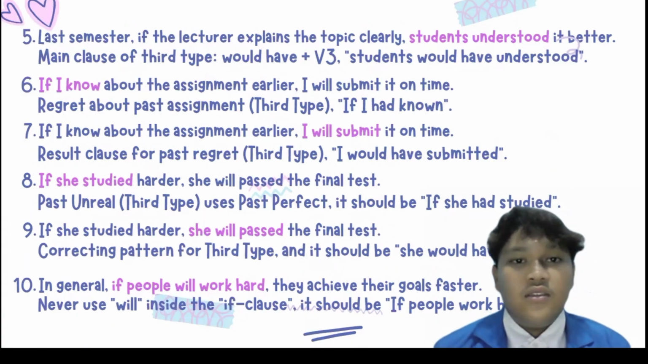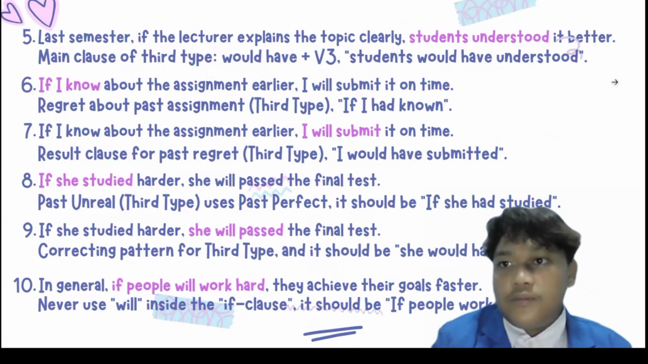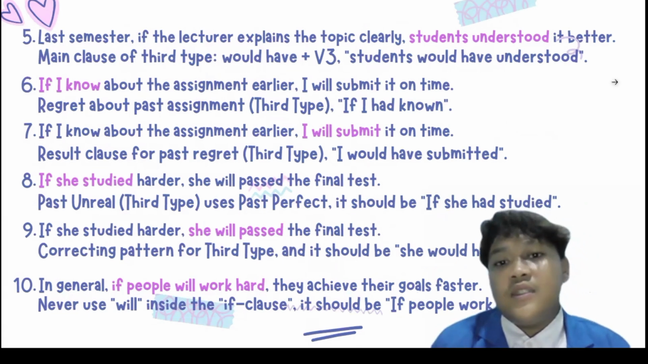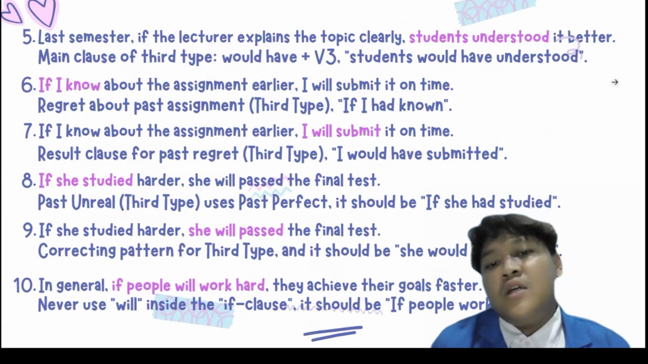The next slide, number five. Last semester, if the lecturer explained the topic clearly, students understood it better. The main clause of the type should be would have plus verb three. So it should be students would have understood.